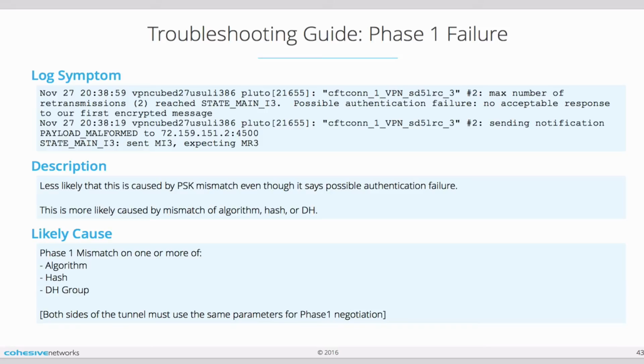What you would like is for the other side to say, hey, I'm saying AES 128 MD5 DH2. But that is kind of a security risk. So they just tell you, we didn't match. So this is another log message where what's most likely going on is that you didn't match on the phase 1 parameters again. So there's sort of two different log messages here.